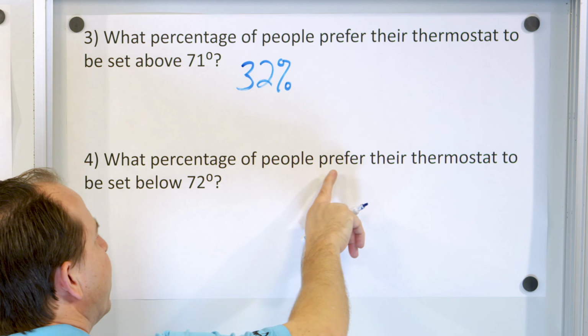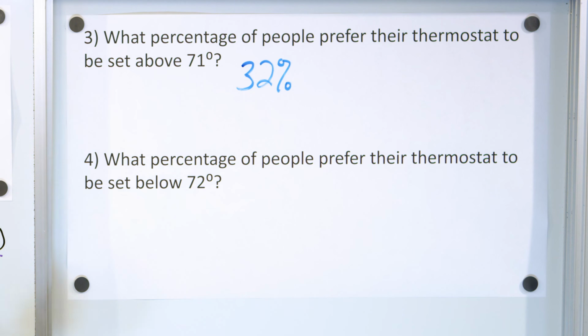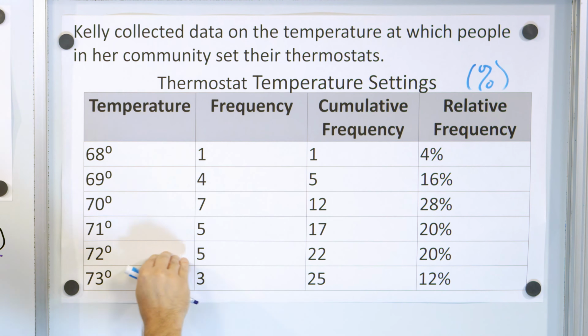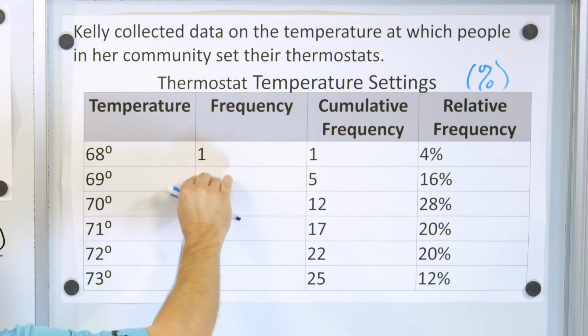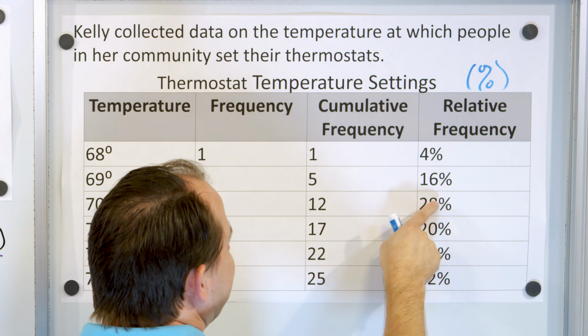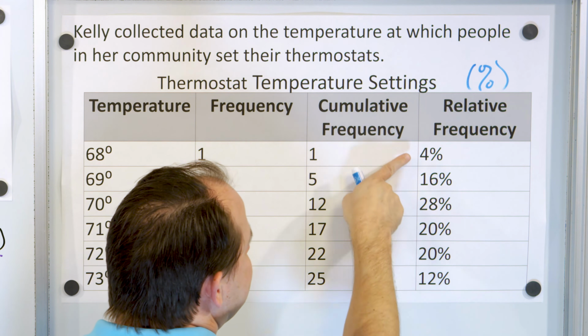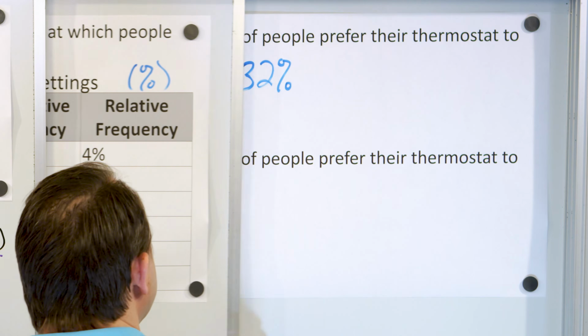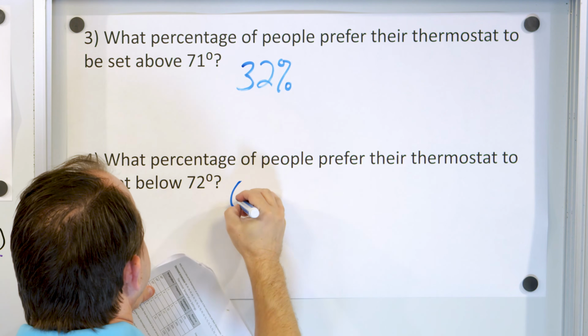What percentage of people prefer their thermostat to be set below 72? Not at 72, but below 72. Here is 72. You do not want this line. You want everything below that. We want to add up these percentages. You have 20, 30, 48. That's 48. And then these are 20, so 58, 68%. So you add these up, you get 68%.